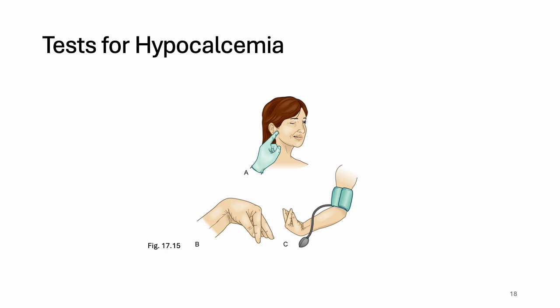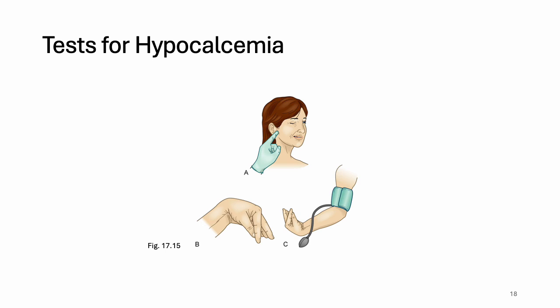Different tests for hypocalcemia. I wanted to talk about this for just a quick second. You can see here from the picture, the top one is called Chvostek's sign. Probably said that incorrectly, but that's the best I can do. This is the sign of contraction of facial muscles in response to just a light tap over the facial nerve in front of the ear.